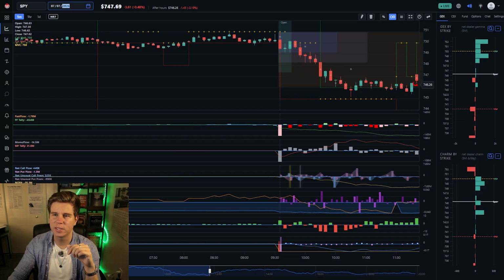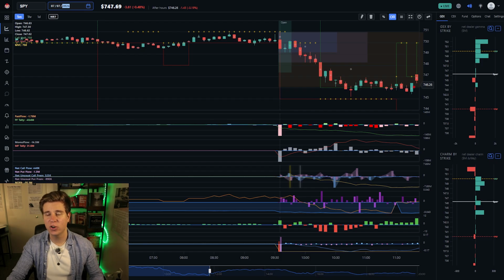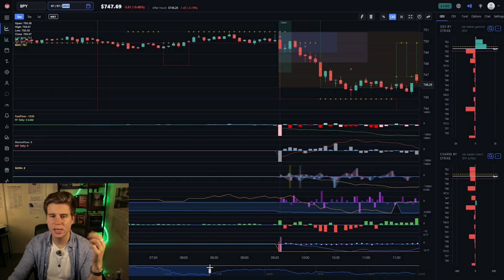Looks like there's a bar missing here because you can't end the bar here and actually have the open here. It looks like there might be a piece of data missing here. But generally, I would consider taking a long either here or on this missing bar, which I assume probably was a positive bar that went like this. So let's take a look.